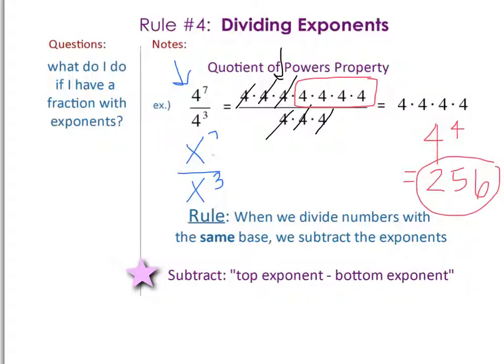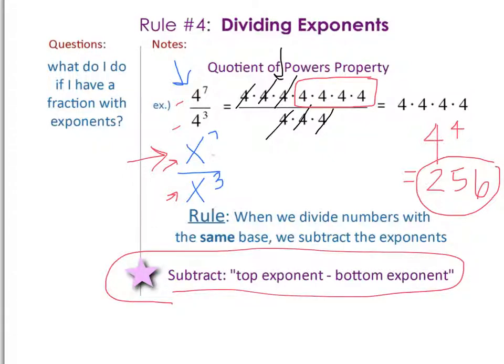So if I think about a rule, because I can't solve this one out to be one number if I only have variables, the rule that I'm using is called quotient of powers property, or if I divide numbers with the same base, both of these bases are 4s, both of these bases are x's, I'm going to subtract the exponents, top minus the bottom. This is key, that's why there's a big star there.